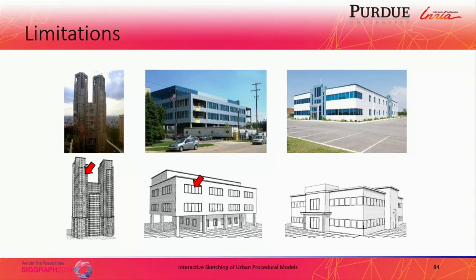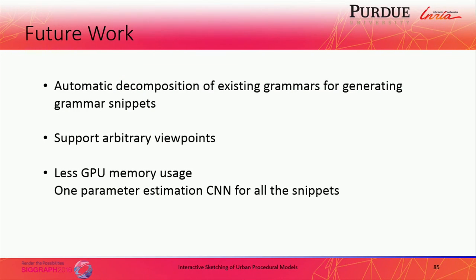There are several interesting directions for future work. In our current implementation, the grammar snippets are manually defined, and it would be very interesting to automatically decompose existing grammars into grammar snippets. Also, while we fix the viewpoint to reduce the complexity of snippet recognition and parameter estimation, the CNN has the potential to deal with arbitrary viewpoints. So we would like to explore this possibility.